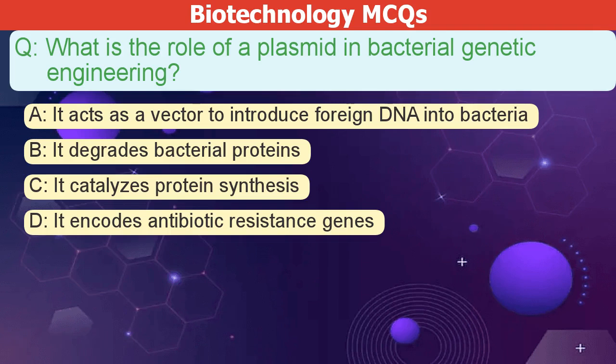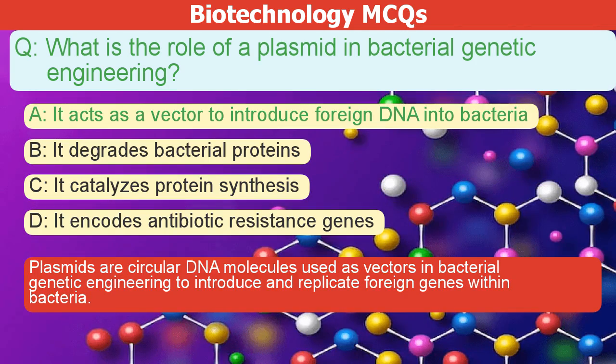What is the role of a plasmid in bacterial genetic engineering? A. It acts as a vector to introduce foreign DNA into bacteria. B. It degrades bacterial proteins. C. It catalyzes protein synthesis. D. It encodes antibiotic resistance genes. The correct answer is A. Plasmids are circular DNA molecules used as vectors in bacterial genetic engineering to introduce and replicate foreign genes within bacteria.